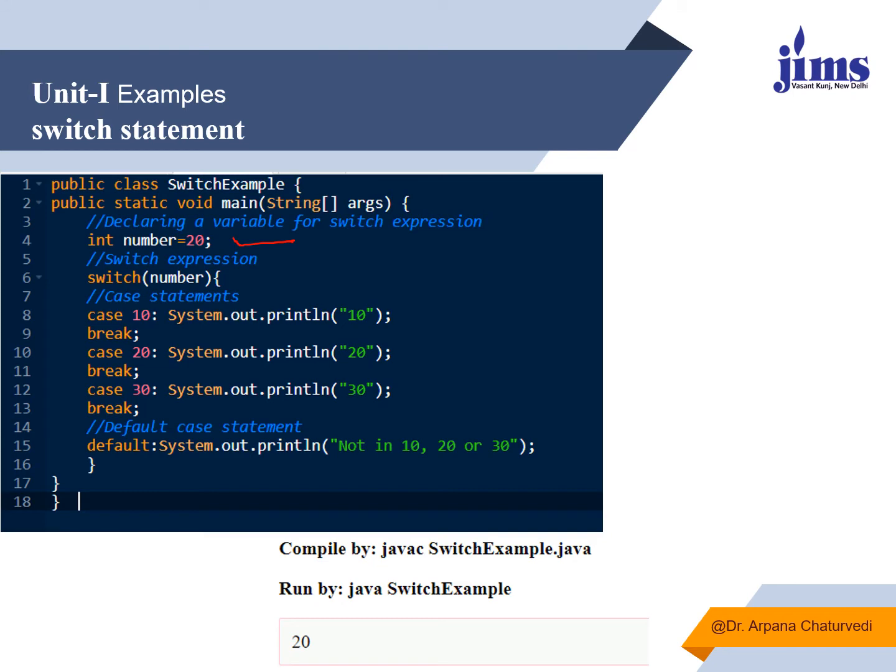I am simply writing case 10. It will execute this statement, then break. Case 20, executing this statement, then break. If it is case 30, executing this statement, then break. And if none of the numbers in the list matches, then it will execute default.